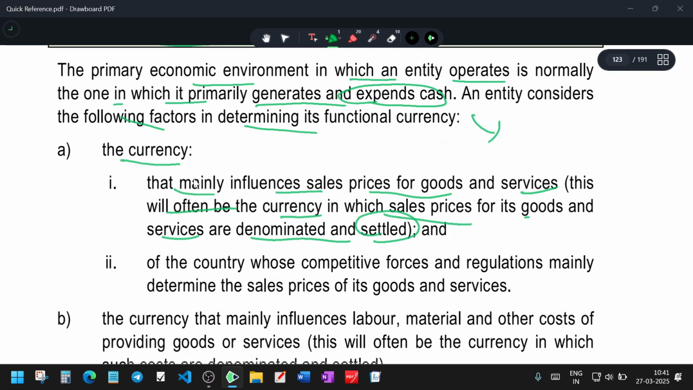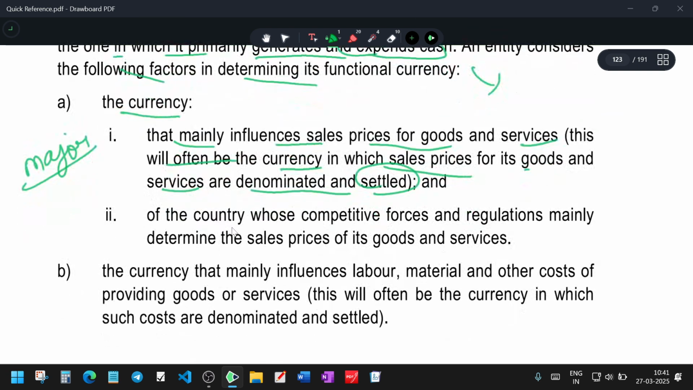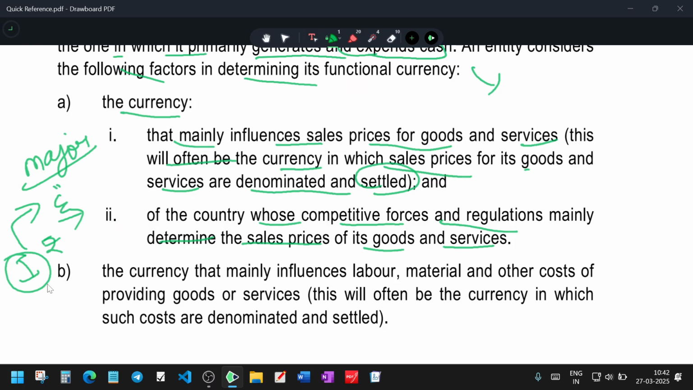and see what the substance is. For the majority, what currency is used? It is the currency of the country whose competitive forces and regulations mainly determine the sale prices of goods and services. So which country is dominating? For example, a person in India is doing transactions all over the world, mostly in Europe, dealing in euro. Now the question is whether it is rupee or euro. Which country's competitive forces and regulations mainly determine the sales?